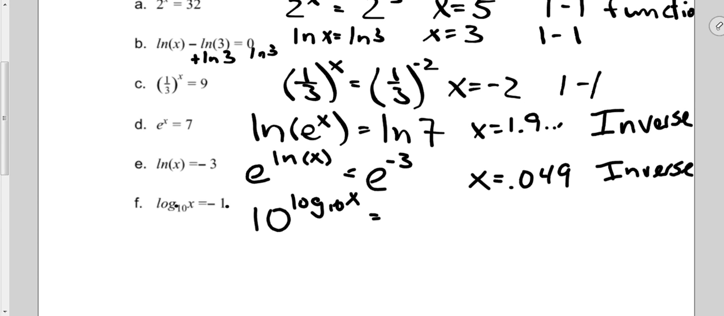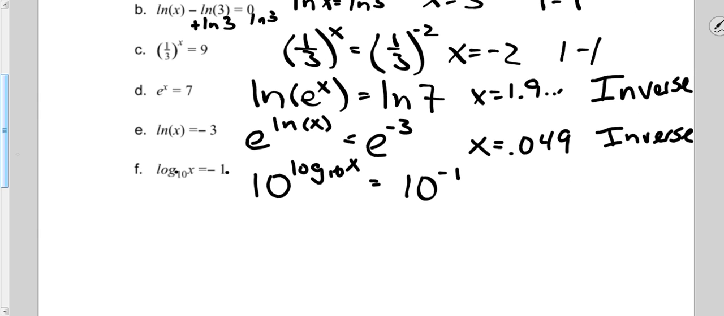What should be written over here? 10 to the -1 power, right? When I evaluate this, what do I get? I get x. And what do I do when I evaluate this side? 0.1, and that's also the inverse property.